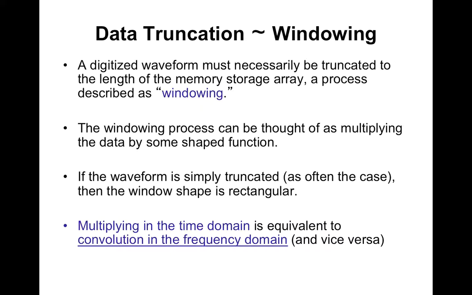If the window is simply truncated, in other words, we start taking data at t equals 0 and we stop taking data at t equals some finite amount of time, then we have still windowed the data; we've just chosen our window shape to be rectangular. It's important to remember that multiplication in the time domain is equivalent to convolution in the frequency domain. So because we have windowed our data, in the frequency domain what we actually see is the convolution between the frequency spectrum of the window and the frequency spectrum of the data, and that's important to remember.